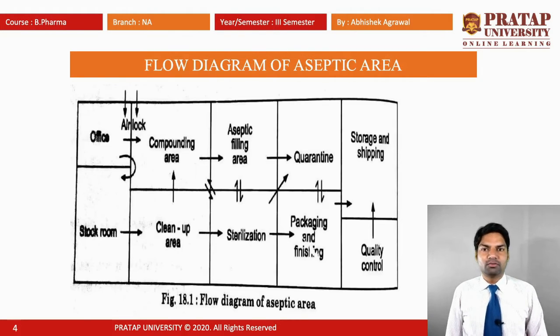This is the flow diagram of the aseptic area. In this, the office is attached with the compounding area, then the aseptic filling area, then the quarantine area. The office is also attached with the stock room. The compounding area is attached with the cleanup area. The aseptic filling area is attached with the station area and the compounding area. The station area is also attached with the compounding area, aseptic area and the quarantine area.